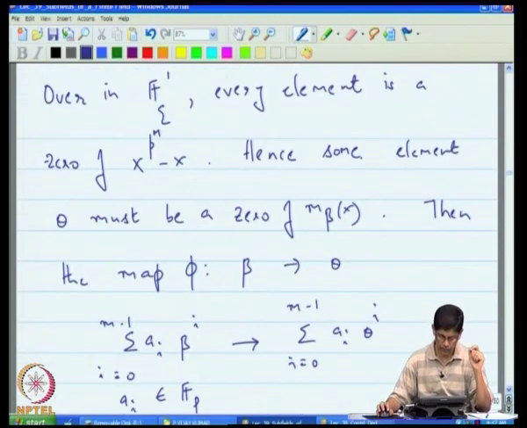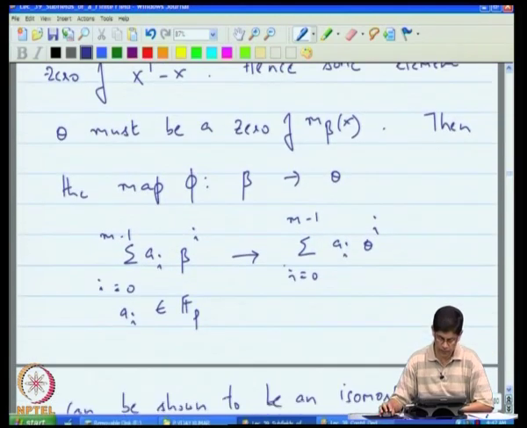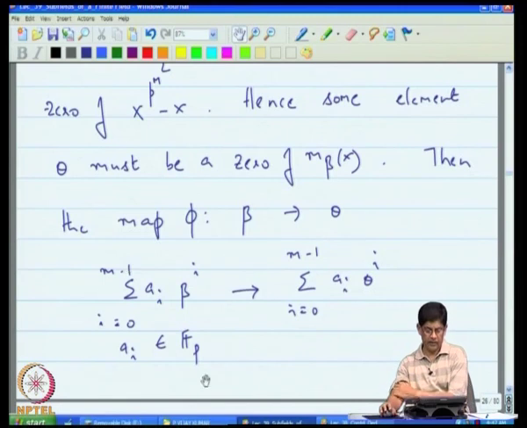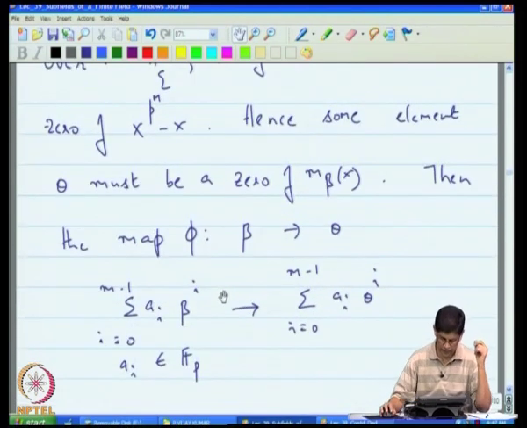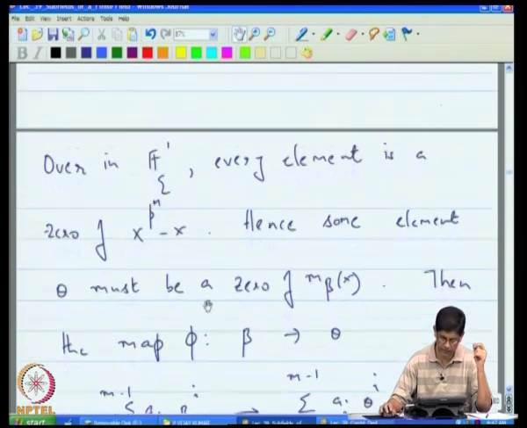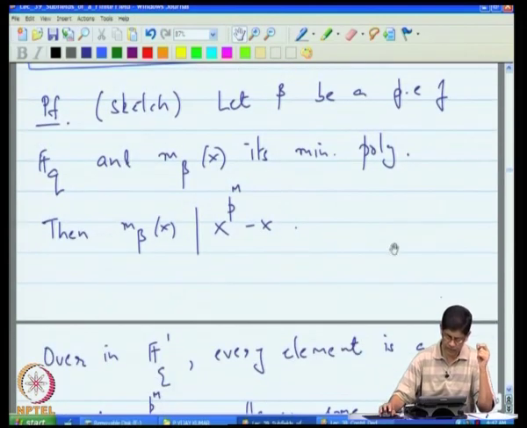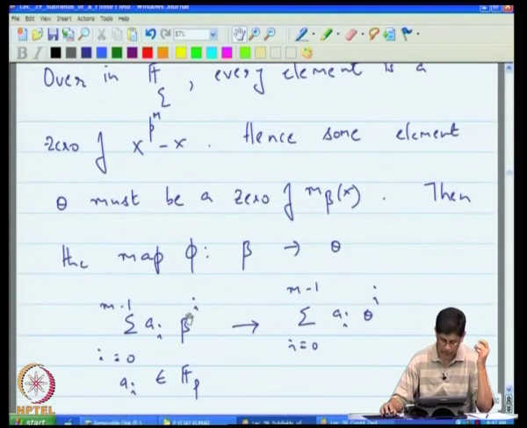Okay, now we want to actually show that the two fields are isomorphic, but we know that in both fields it is true that the elements can be expressed in terms of linear combinations of powers of beta. Well, beta is the primitive element of the finite field. So, every element must have expression in terms of a polynomial like this.